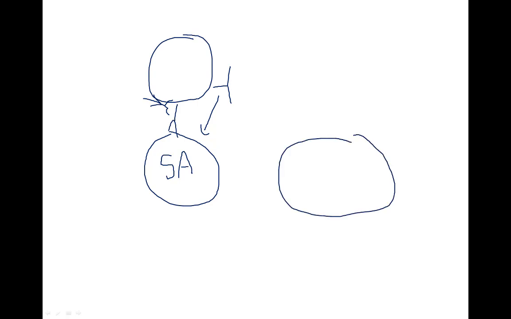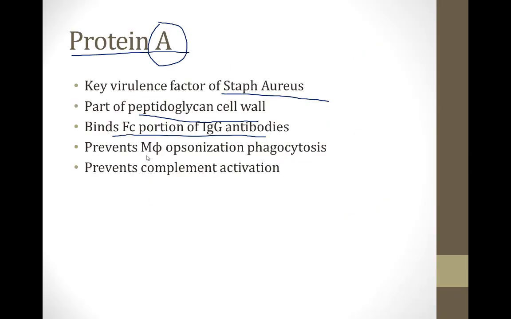What Staph aureus will do via protein A is use protein A to bind the Fc portion. It will turn the antibody upside down. Now the Fc portion right here, which normally would attract phagocytes, is hidden from the phagocytes that may be floating around near the Staph aureus, and thus it's protected from the antibody. The antibody cannot opsonize Staph aureus for phagocytosis by macrophages and other cells. So I've summarized this for you here. It prevents macrophage opsonization for phagocytosis. In addition, that Fc portion of the antibody IgG is important for complement activation, and complement activation also won't occur when protein A binds to the antibody.